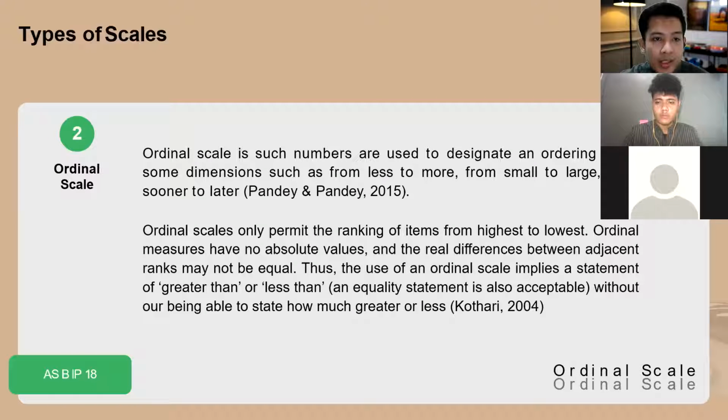The second is ordinal scale. In an ordinal scale, numbers are used to designate an ordering along some dimensions such as from less to more, from small to large, from sooner to later. Ordinal scales only permit the ranking of items from highest to lowest. Ordinal measures have no absolute values, and the real differences between adjacent ranks may not be equal. Thus, the use of an ordinal scale implies the statement of greater than or less than. An equality statement is also acceptable, without our being able to state how much greater or less.